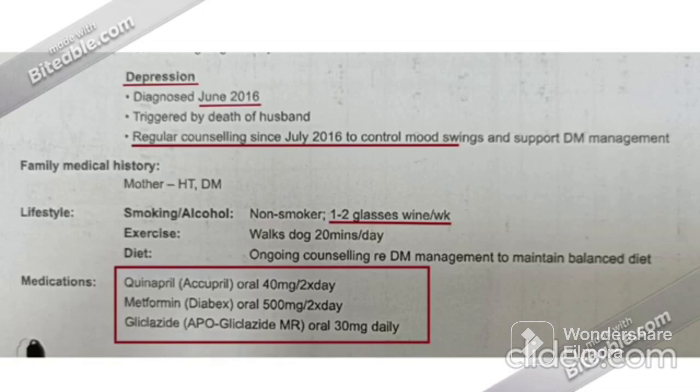Glycoside oral 30 mg daily. So these are needed for writing our social paragraph. Next we will see the presenting complaint.